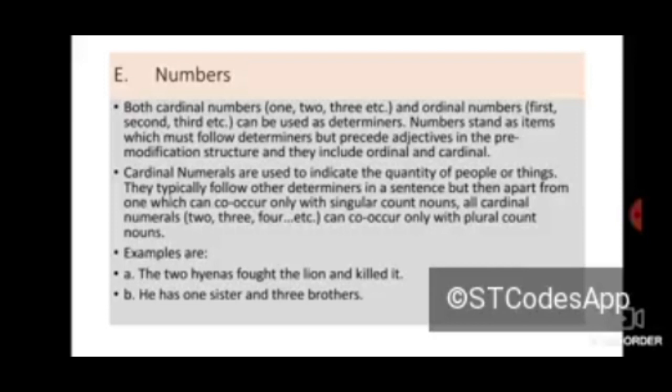Number E, numbers. The numbers are seen as both cardinal and ordinal. The examples are 1, 2, 3, etc. for cardinal, and first, second, third for ordinals. And this can be used as determinants. We can see the examples. The 2 hyenas fought the lion and killed it.